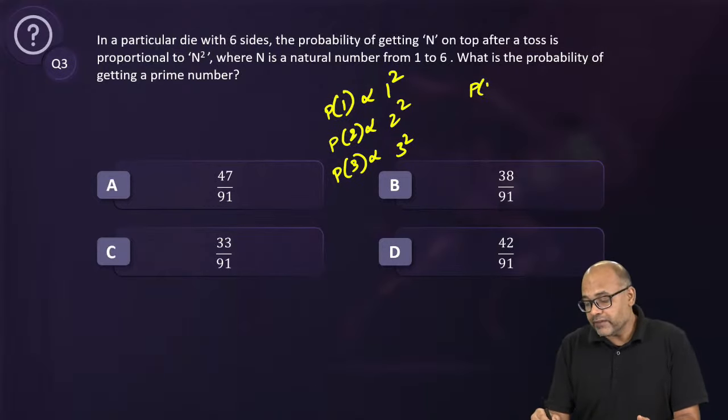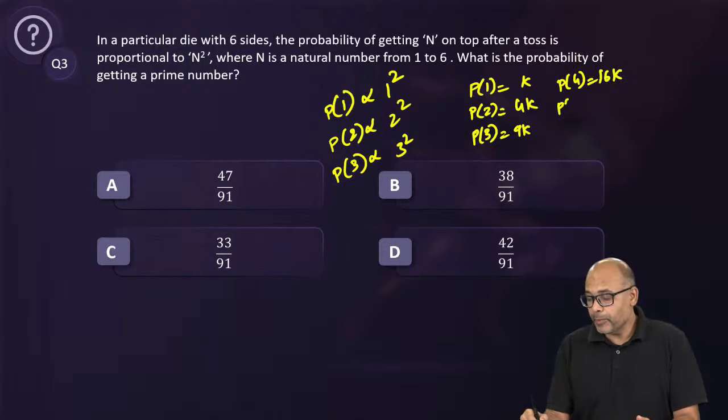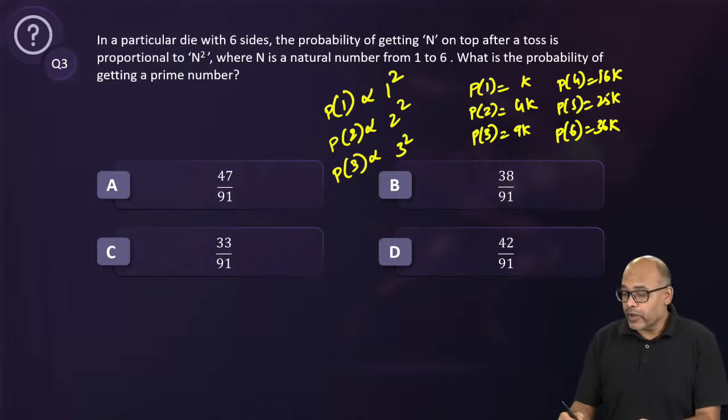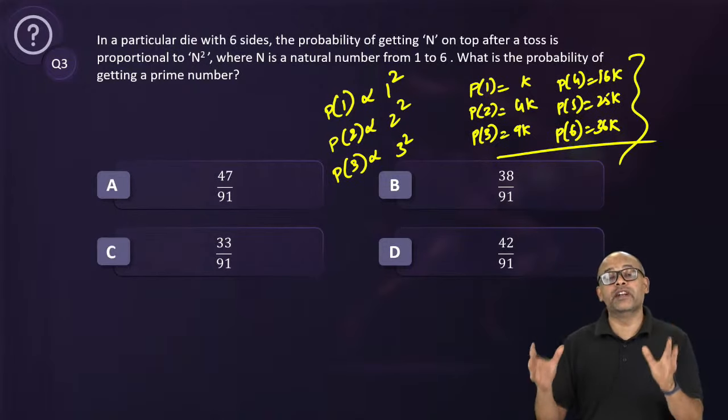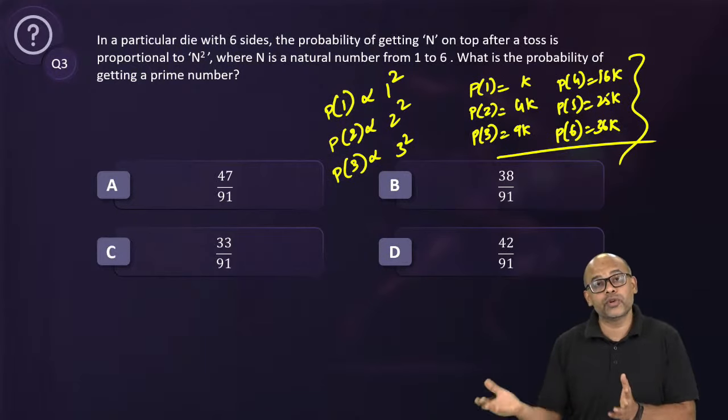So probability of getting 1 is k into 1 square, which is k. Probability of getting 2 will be 4k. Probability of getting 3 will be 9k. Probability of getting 4 will be 16k. Probability of getting 5 will be 25k. Probability of getting 6 will be 36k. Now, if you add all the probabilities, because this is a set of exhaustive events, you can't get anything else, 1 to 6 only are possible.